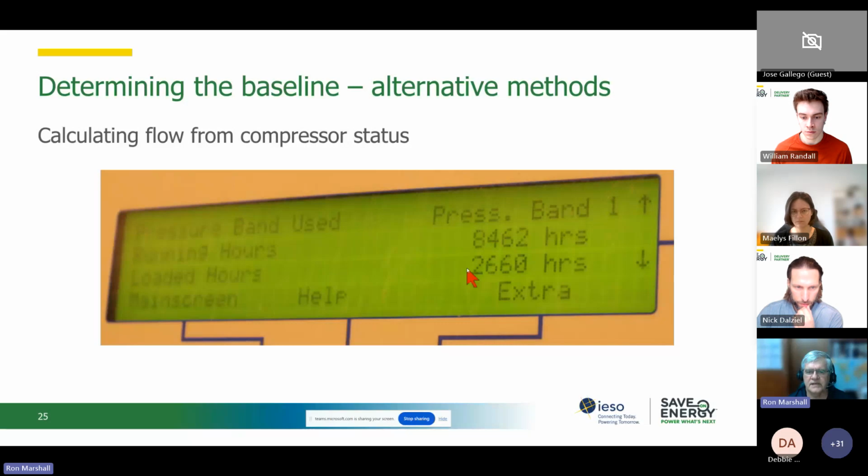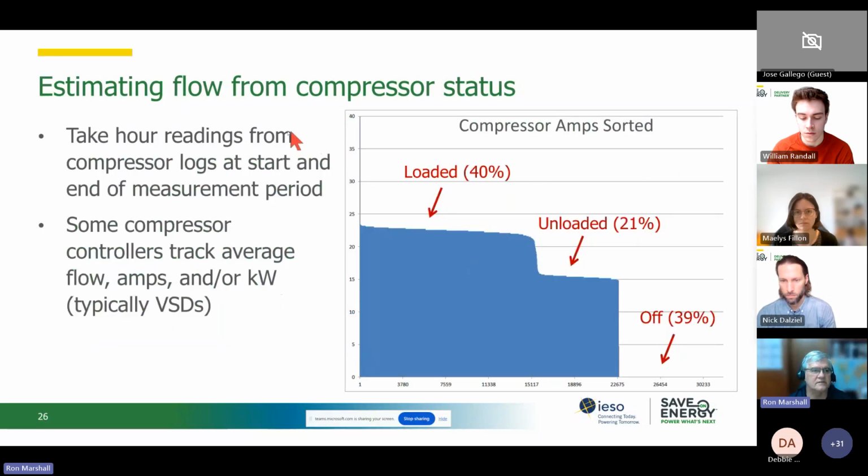Usually what I do is take the hours one week, say on a Monday at 8 a.m., let the system run for a couple of weeks, and then take the readings again. That gives me the ratio of loaded versus running hours in that most recent period of time, because this is through the lifetime of the compressor. Who knows, this compressor could have been running for a year in a shutdown plant right before they commissioned their production facilities.